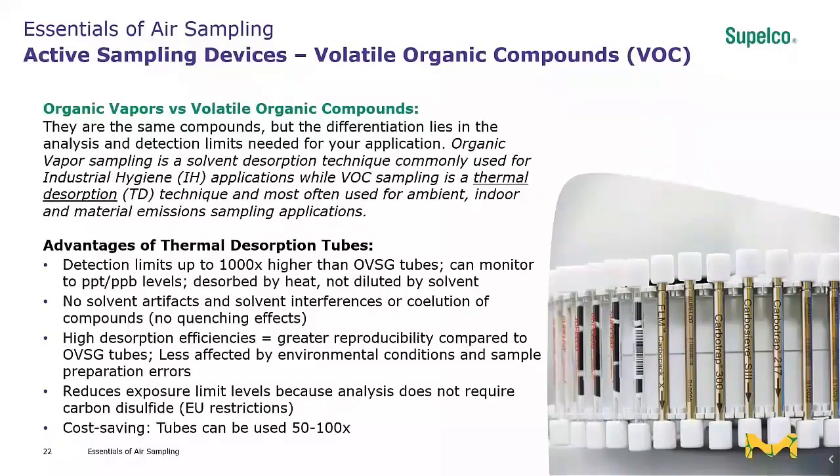So if you choose, say, an organic vapor sampler over a thermal desorption tube, it might be more costly in that the cost to have a license or permission to use carbon disulfide could be very expensive. And these thermal desorption tubes are also cost effective because they can be reused 50 to 100 times, because after the sample is removed off the device, they are reconditioned and ready to take on the next sample.